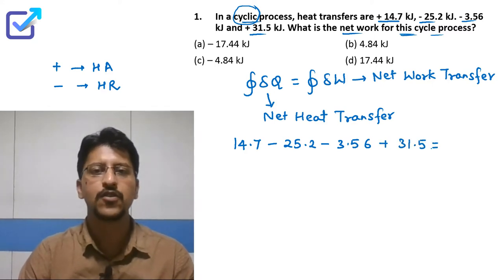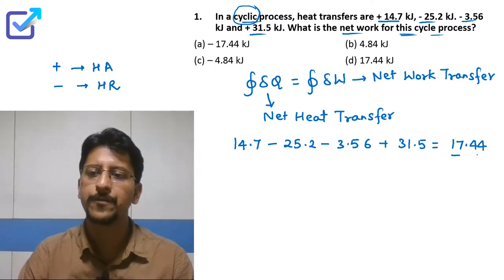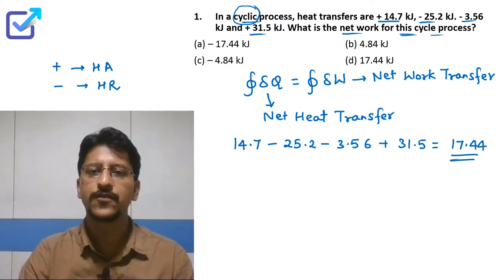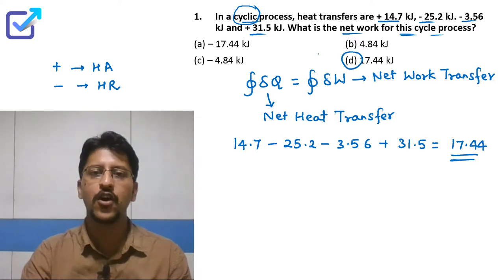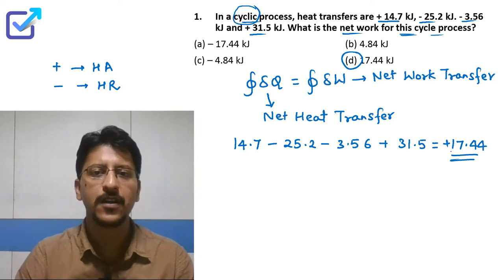If you solve this, you will get this value as 17.44. So the correct answer for this one is option D, not option A, because we are getting this as a positive value. So what are the concepts that we learned from this question?